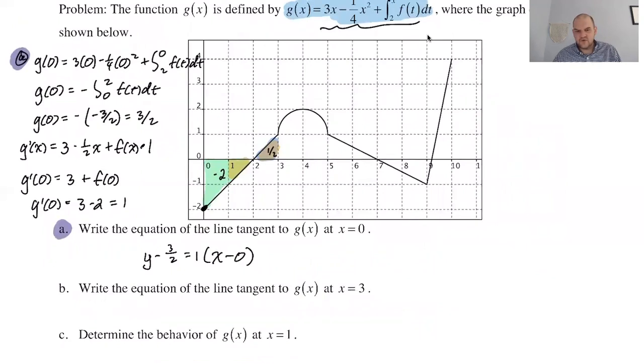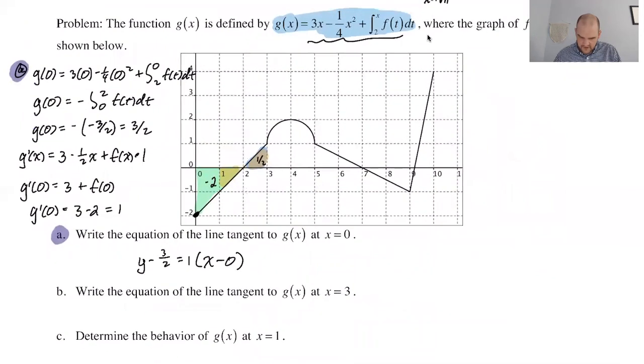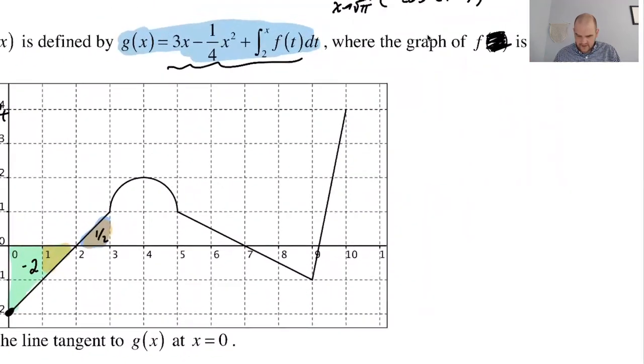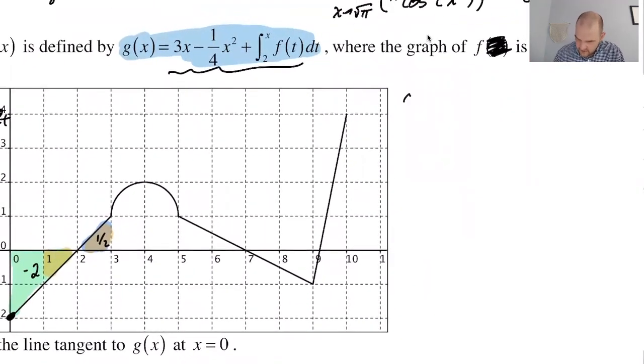So B is essentially the same question. So I'm going to do the work, I guess, on the other side, right? So everything is at 3 now. So I need to find first g of 3. So this is for b.